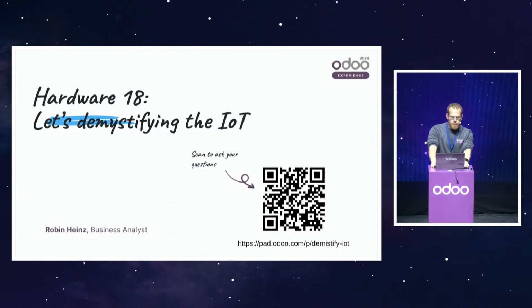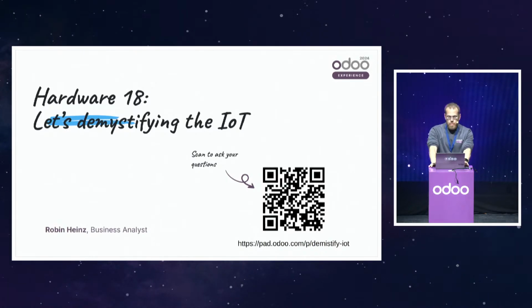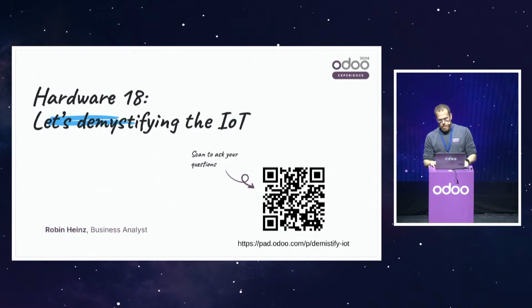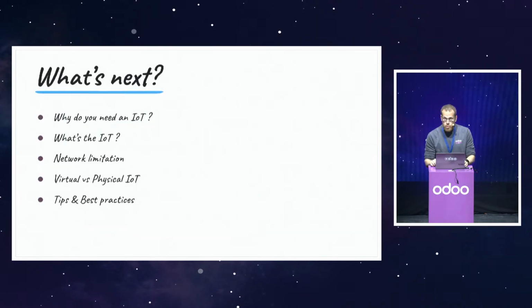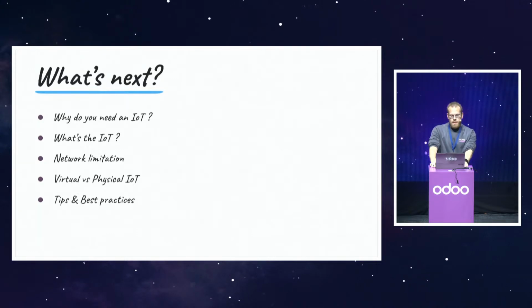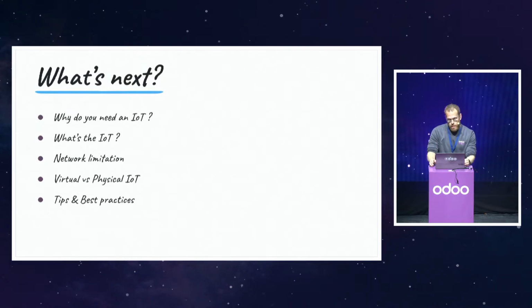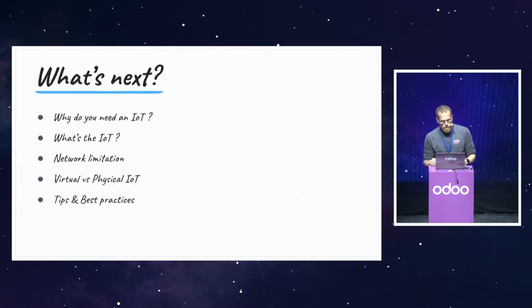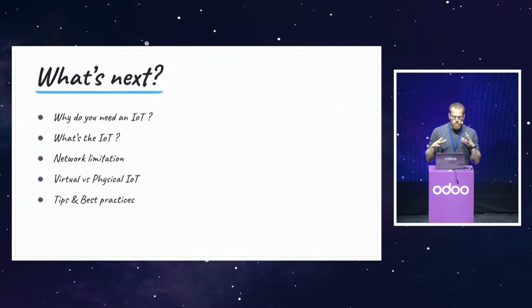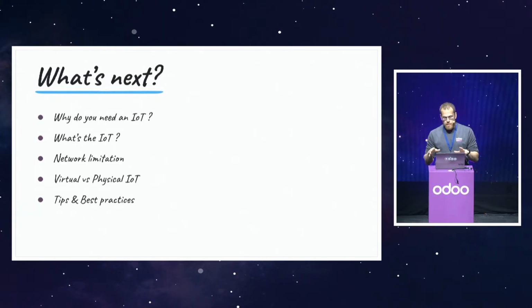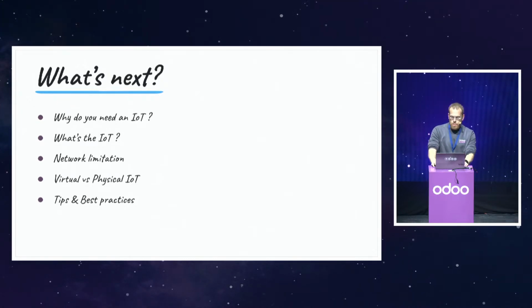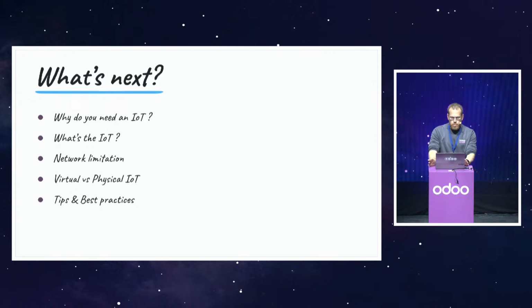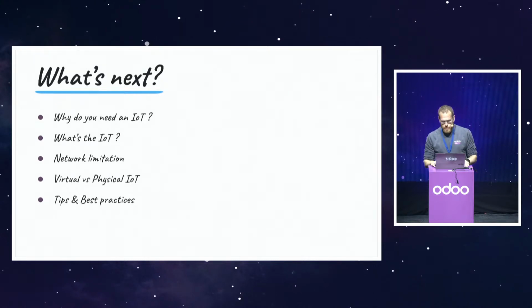So I am Robin, business analyst, expert in point of sale and IoT. And before I was in the POS R&D team. So today, what we will discuss is why you need an IoT and what an IoT is, the network limitations linked to the IoT, the difference between the virtual and the physical IoT, and the tips and best practices you have to know in order to make something clean.